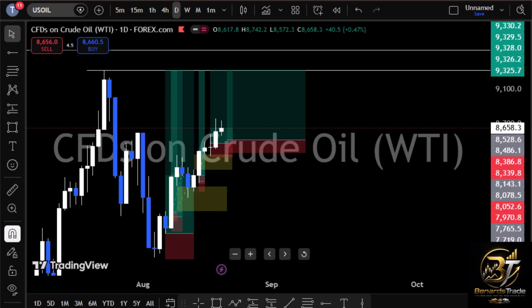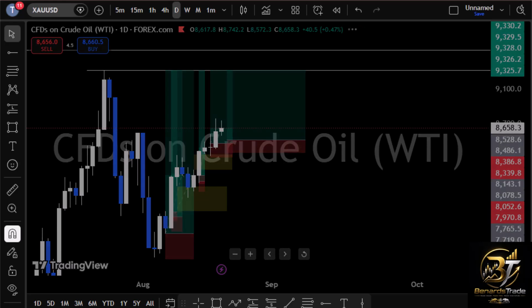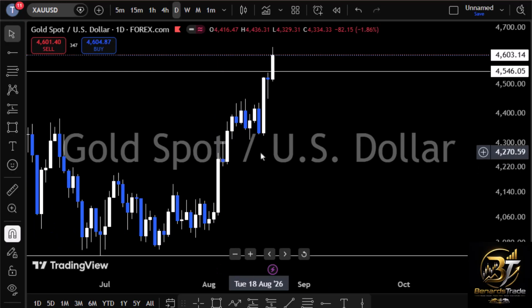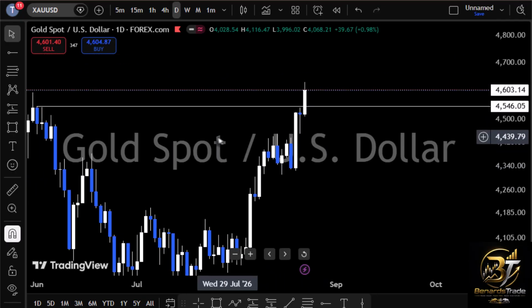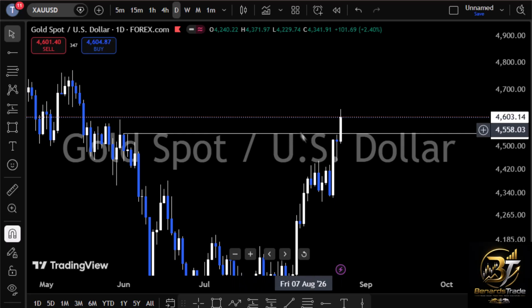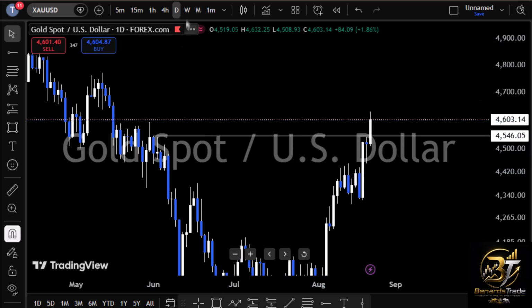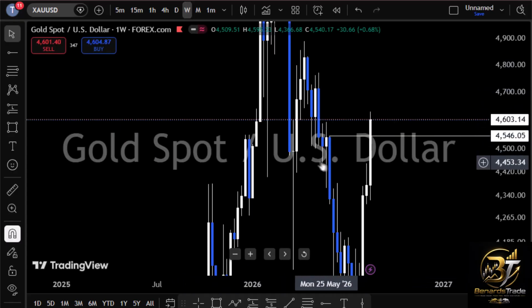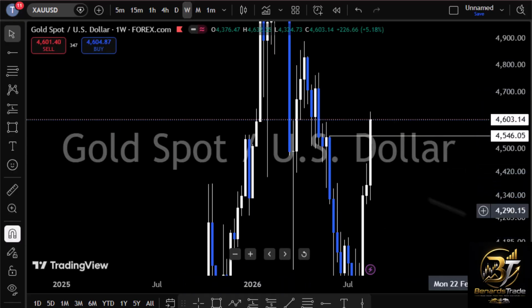Then I also have gold. For gold, it is kind of, I don't know, but at this point, I'll be looking out for sell formations. I'm not really, would I say, bullish on this? No. I'm not looking forward to it continuing to go up. I'm looking for it to crash down.